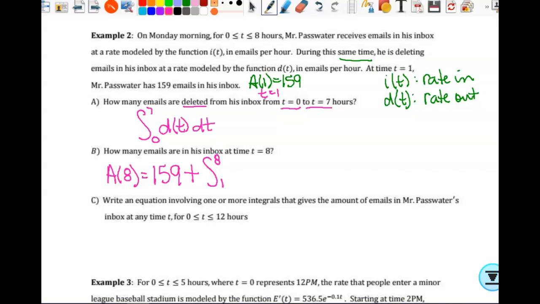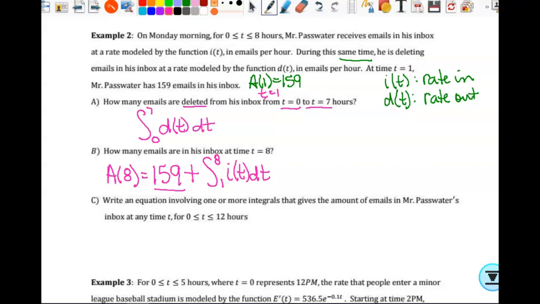Exactly. Does that make sense? Because yeah, between 0 and 1, something happened, but that 159 was our result of whatever happened. So then we just start from there and keep going. Okay, does that make sense? It's a very good question. And this is going to be our I of t dt. And make sure you don't leave off the dt stuff when you write your integrals.